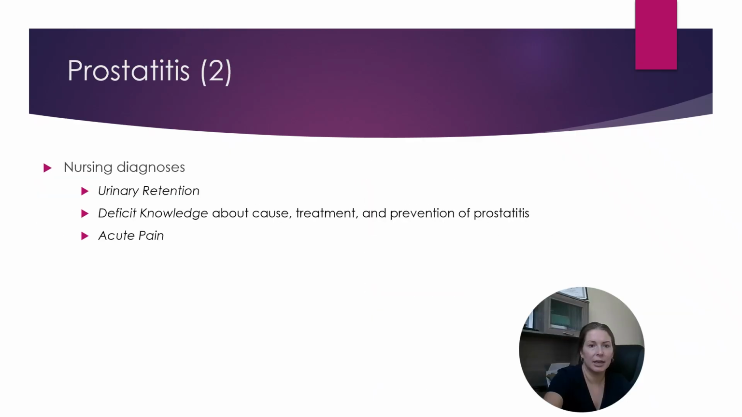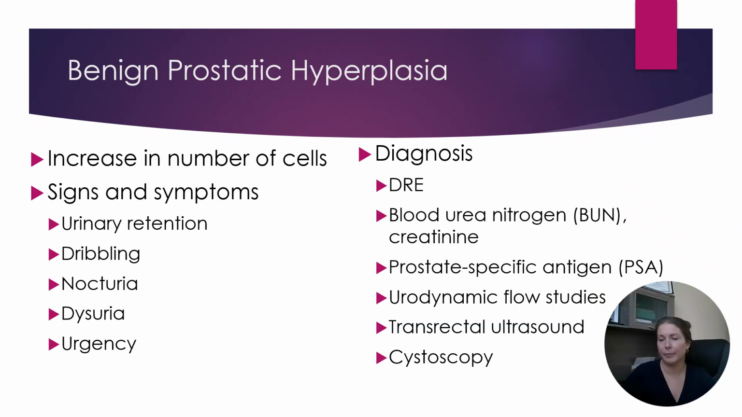So we have some nursing diagnoses. BPH, or benign prostatic hyperplasia, that's going to be whenever we have an increase in the number of cells. So we're going to look at signs and symptoms of this, which are going to be urinary retention, dribbling, nocturia, dysuria, urgency.